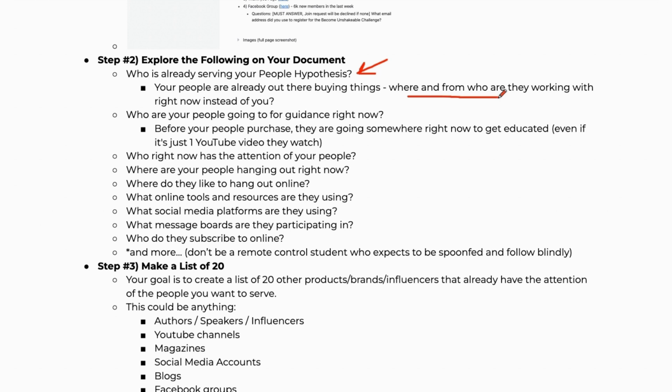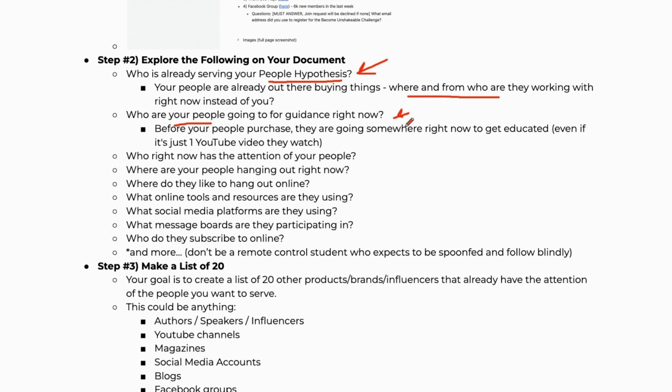What market are we talking about? Are we talking about the market of people who are selling dog food to dogs? No. We're talking about the market according to your people hypothesis, because there's a gazillion and two different markets out there. Take that people hypothesis, that general idea, and make a list of who your people are. Who are they going to for guidance right now?